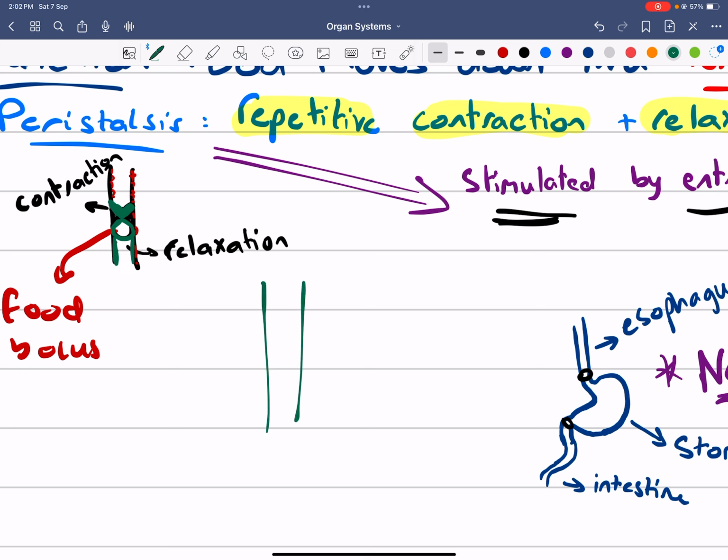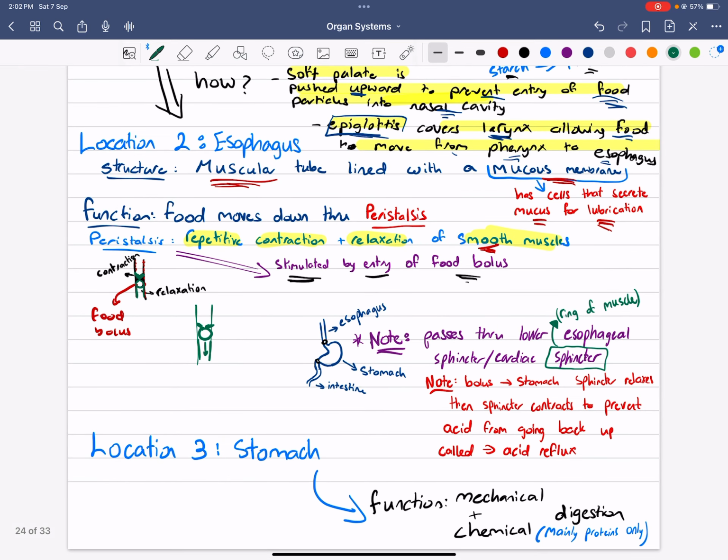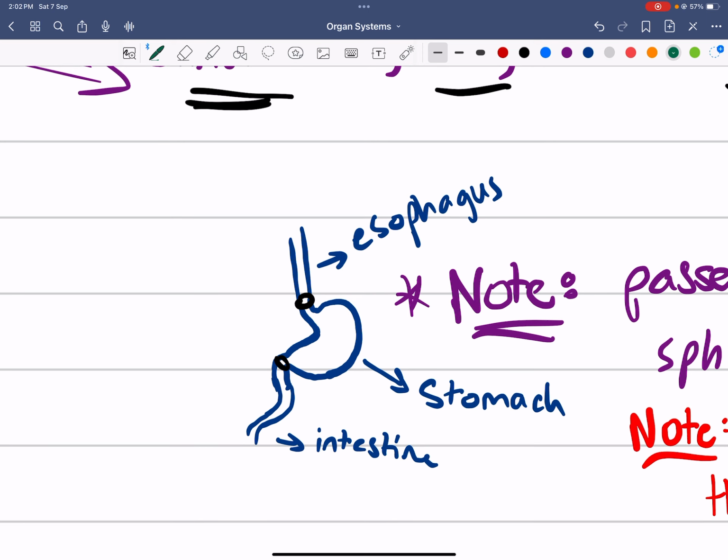So if I have a ball here, I want it to go down. I will contract those, so I will squeeze it. It's like I'm squeezing it. And of course, under it, I'm going to relax the muscles so it can easily pass through. So we will have contraction above the food bolus, and we're going to have relaxation under the food bolus. Okay? Perfect. Now we're going to pass from the esophagus into the stomach, as we have here in the image.